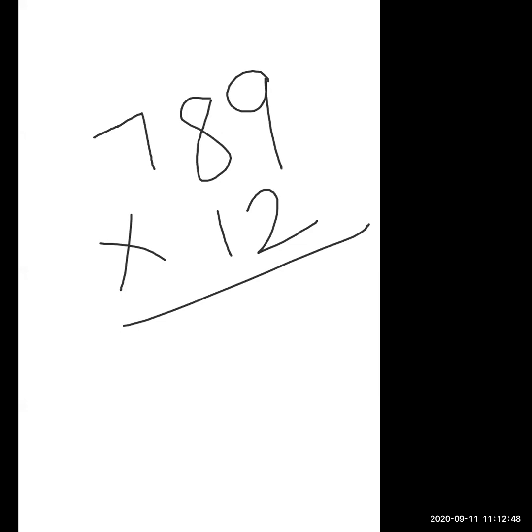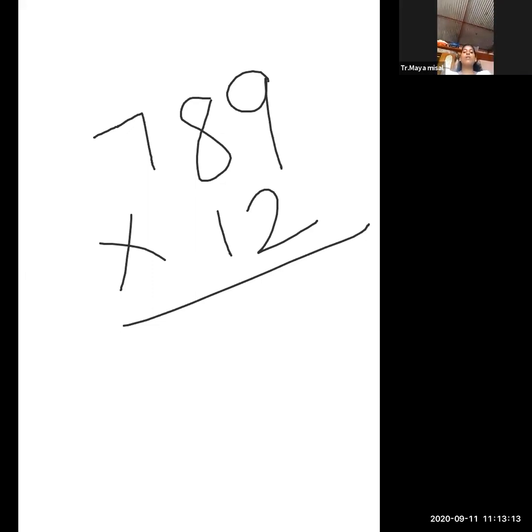Now next one. What is the correct answer? And what is the name of that correct answer? Answer with the name. Okay, very good. Product. And what is the correct answer? 9,468. Everyone clear? Now, does anyone have doubt how to solve the sum?